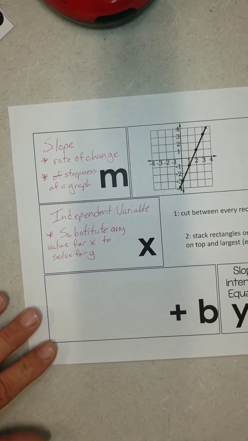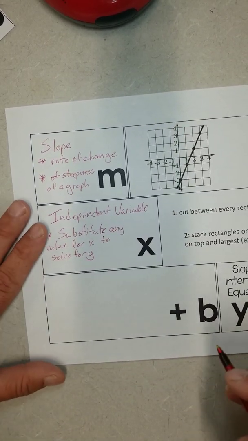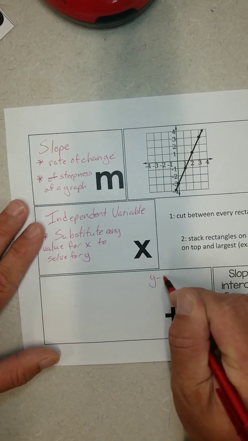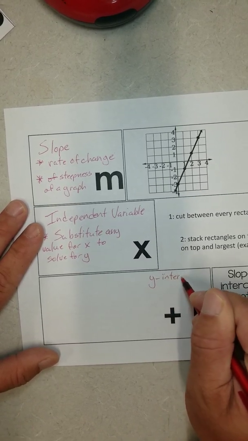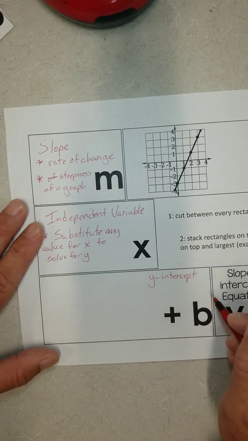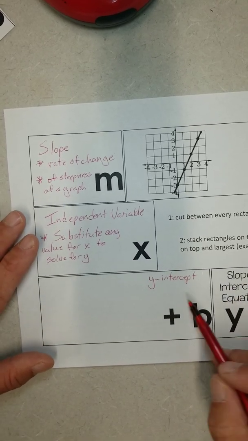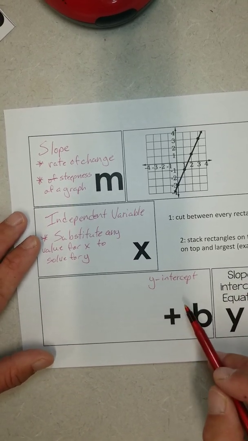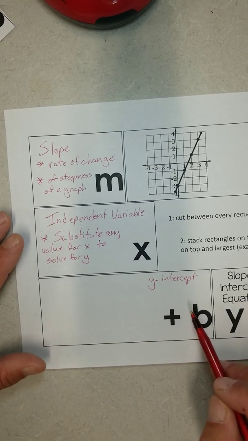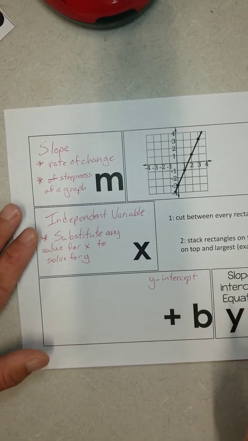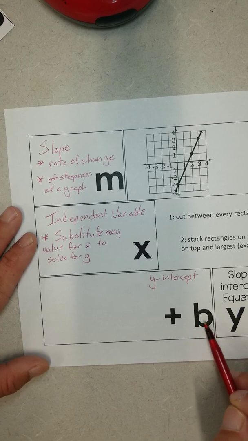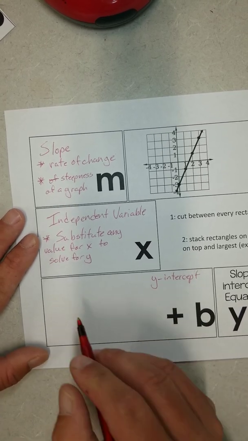B is what we call the y-intercept. Intercept means where does it cross something? And I'll explain this to you in just a moment. So B is the y-intercept.